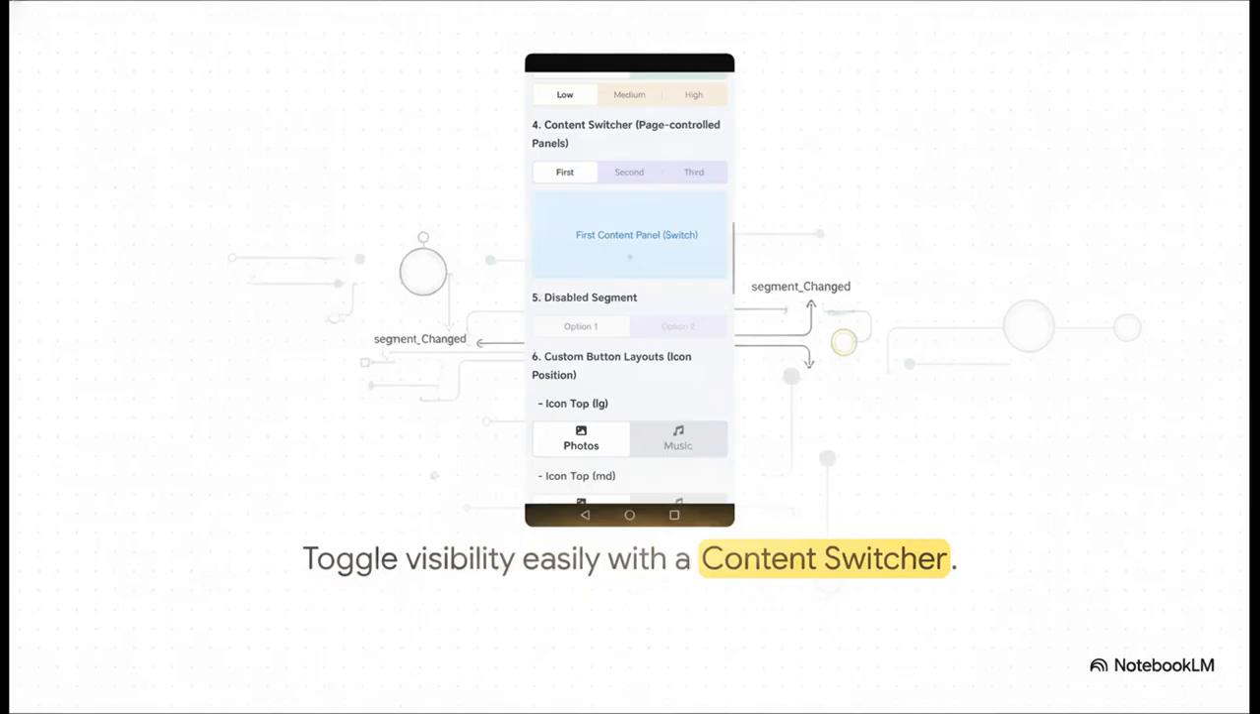And here is how you bring the whole shebang together. You capture the segment changed event, which just passes you the string value of the selected button. In a typical content switcher setup, you can then use that string to perfectly toggle the visibility of your main app content panels. If the user clicks first, you show the first content panel and hide the rest. It is incredibly clean, elegant state management.